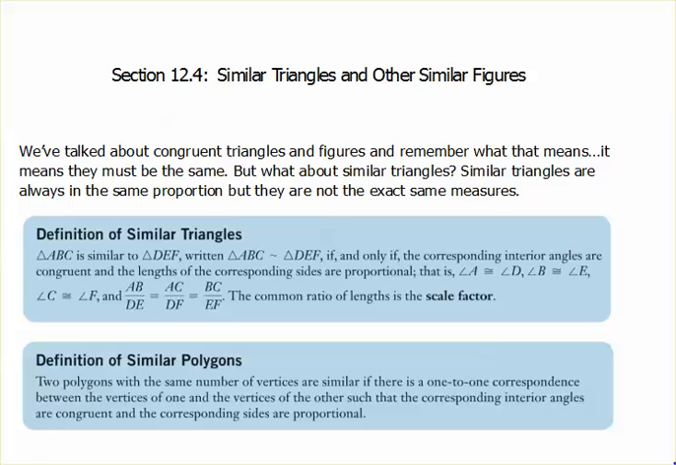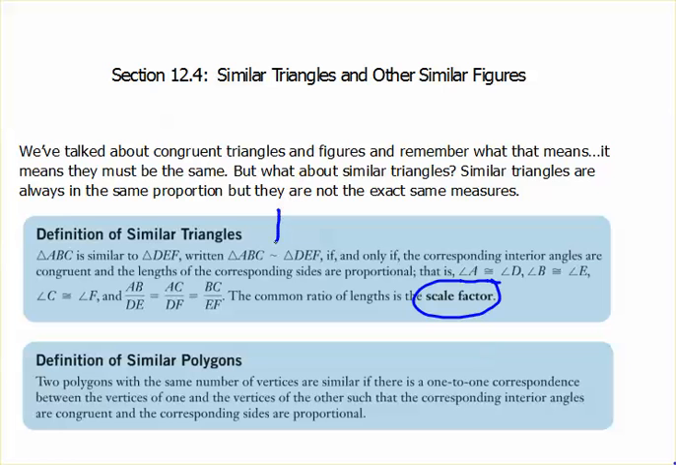And with similar triangles, you can see we have the definition here for similar triangles. Their angles must be the exact same measure, but their sides are in proportion to each other. Now, if you were to put those sides over each other, the measures of those sides on top of each other like a ratio, that would be a common ratio. We would have the same thing throughout the figures. And we call that technically a scale factor.